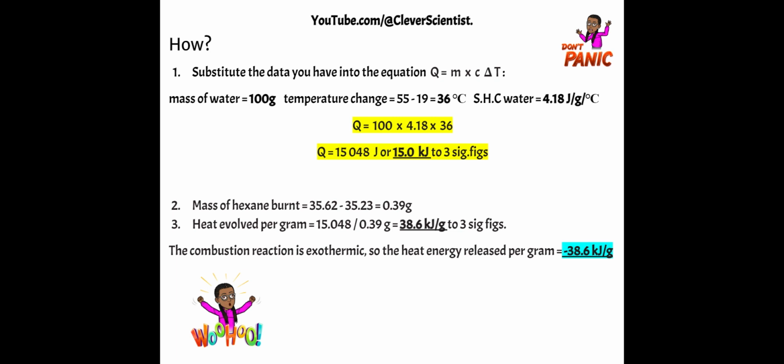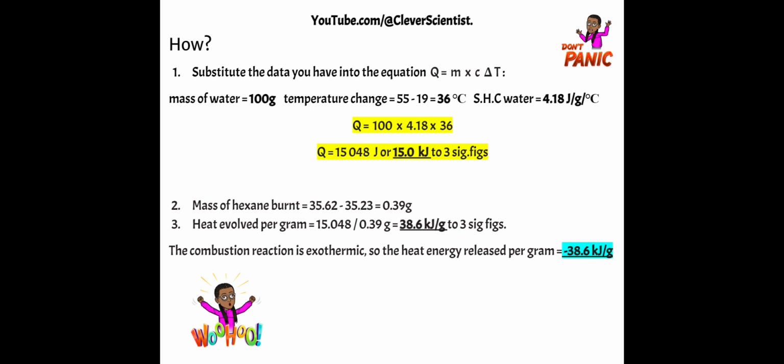Now, let's work out the mass of hexane burnt. We can do that using the values that we've got in our table, and we find out that it's 0.39 grams. To work out how much heat is evolved per gram, all we do is divide our value that we got in the previous equation by 0.39 grams, by the mass that you've just worked out of how much hexane was burnt. And then we've got a value of 38.6 kilojoules per gram. And again, the answer's been quoted to 3 significant figures.